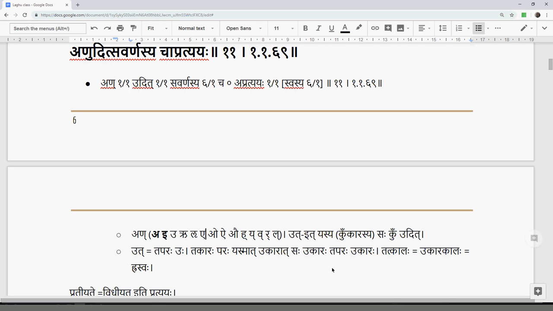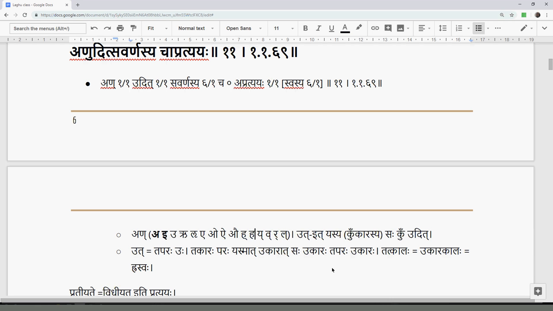E, o, ai and au have no hraswa. Therefore, each of them stands for themselves, except for dirgha, whatever bhedas you get, 12 bhedas, they stand for those. Hakara, yakara, vakara, repha and lakara will also stand for their own selves and savarna. So hakara will stand for hakara, nasalized and non-nasalized, so ha as well as nasalized ha.